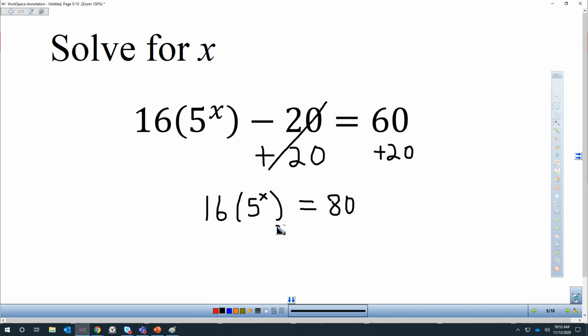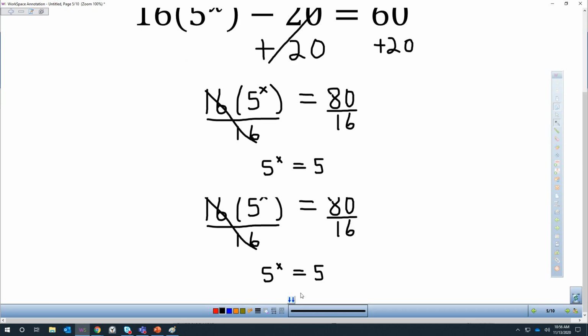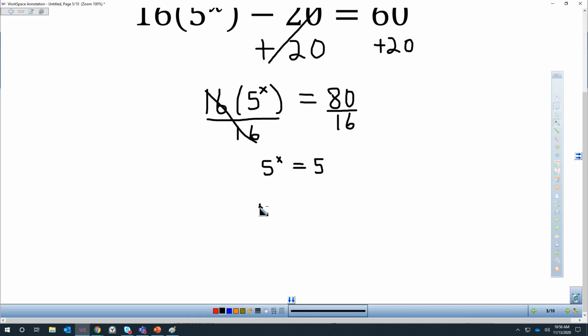Okay, and now that I've done that, I can successfully get rid of this times 16 by dividing both sides by 16. So I'm just going to divide both sides by 16 here, and that will cancel out the times 16, and we will get 5 to the x by itself is equal to 80 divided by 16, which is 5. You can use a calculator if you want to calculate that, but I just happen to know that it's 5. And so now I'm able to write this in log form.